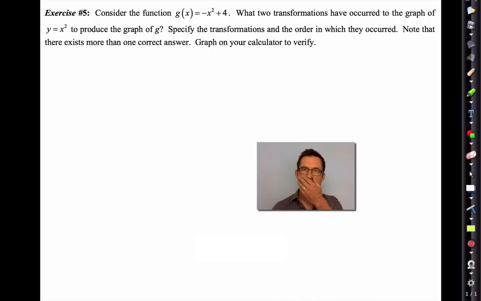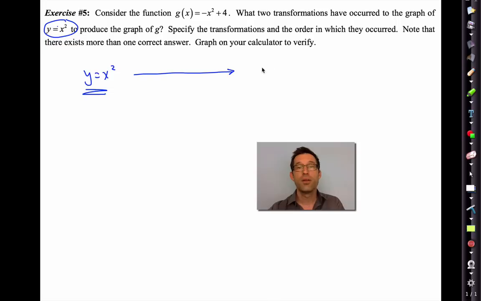All right, so what did we do to this, which we should know all about, to produce this? All right, think about that. Take a moment. See if you can think about what two transformations we did and what order we did them in.